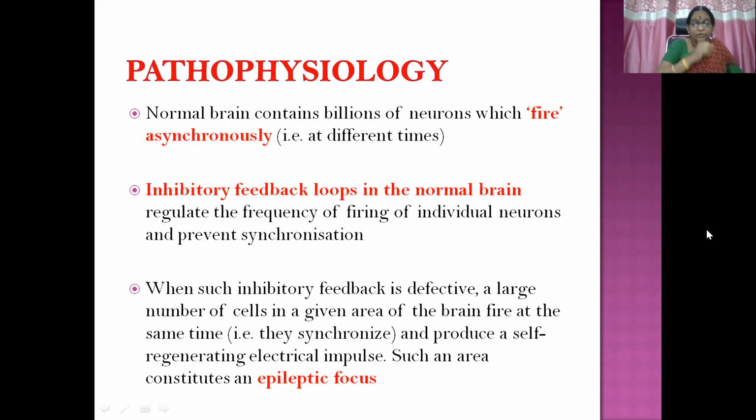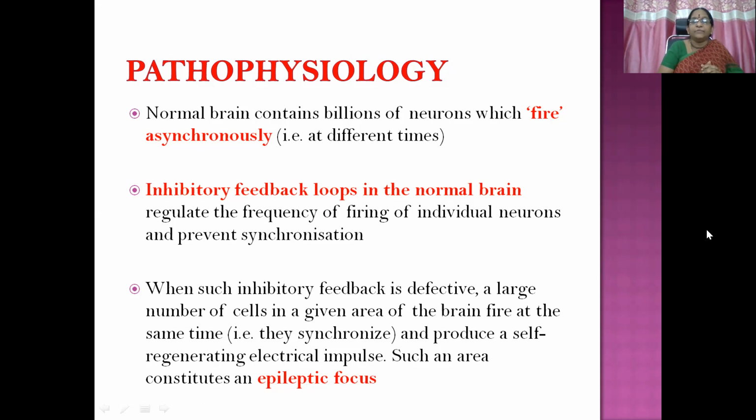Normally, the brain contains billions of neurons which fire asynchronously. That means one neuronal fiber, that is a nerve fiber, may be stimulated, but it does not mean that the other nerve fiber will also be stimulated at the same time. So that is asynchronous discharge. What is the reason for this? Inhibitory feedback loops in the normal brain. They regulate the frequency of firing of individual neurons and prevent synchronization. This happens in the normal brain.